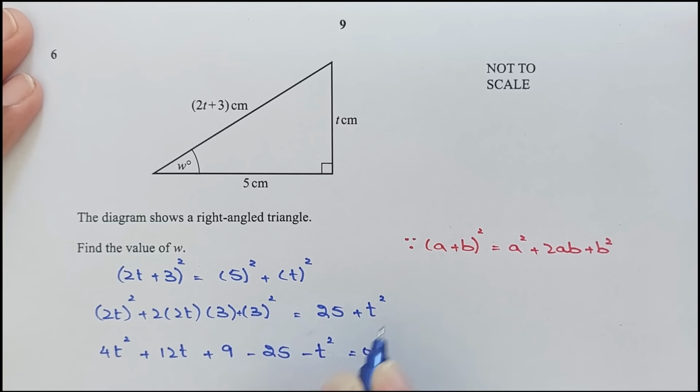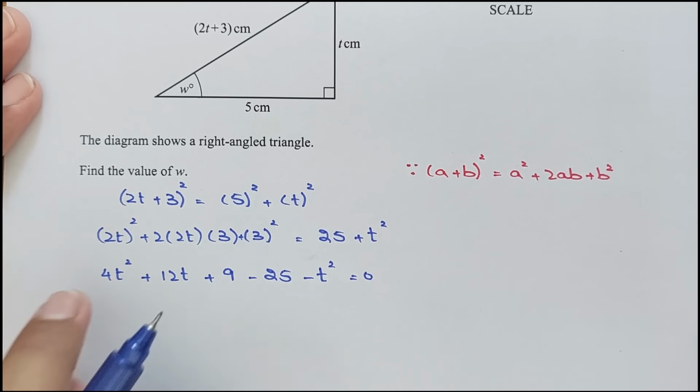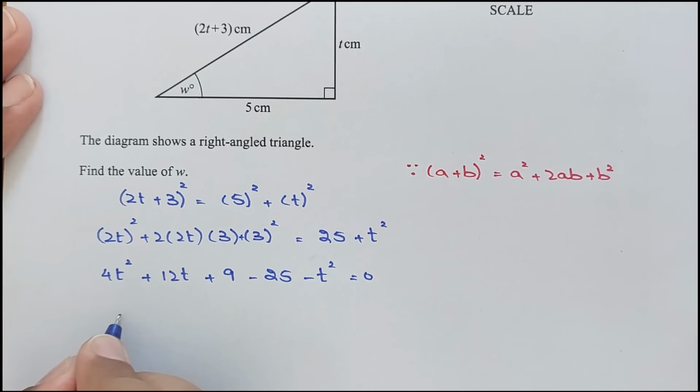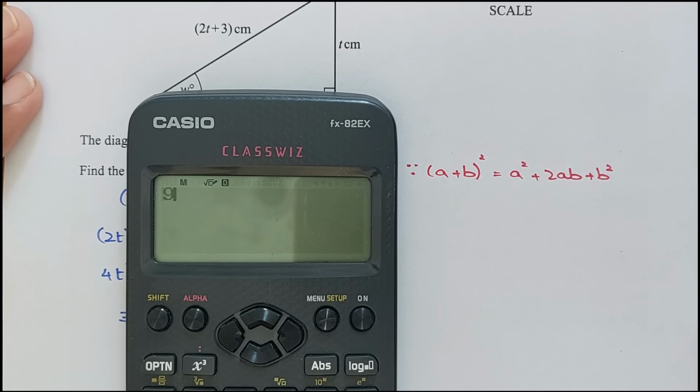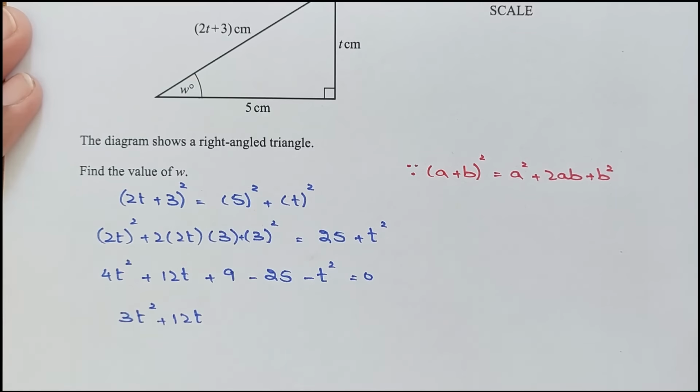I shift all the terms to the left side. Yes, 4t square and minus t square, that would be 3t square. And we have plus 12t. And from 9 take away 25, that is 9 minus 25 is minus 16. Negative of 16, this is equals to 0. Alright, so we have a quadratic equation. Let me solve this to get the value of t.